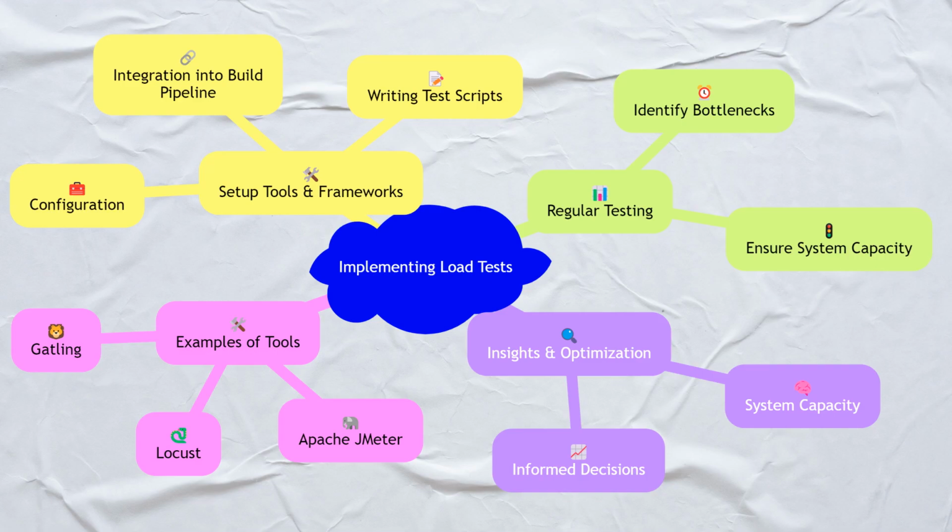This step requires configuring load testing tools, writing test scripts, and integrating these tests into the build pipeline. Load tests should be run regularly to identify performance bottlenecks and ensure that the system can handle expected user traffic. By implementing effective load tests, teams can gain insights into the system's capacity and make informed decisions about optimization. Examples of load testing tools include Apache JMeter, Gatling, and Locust.